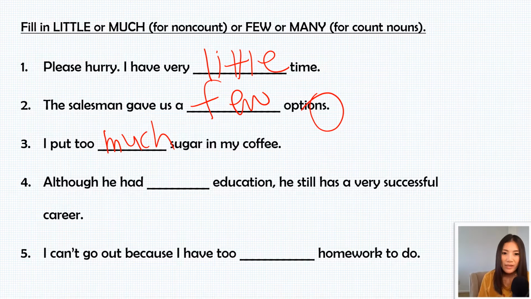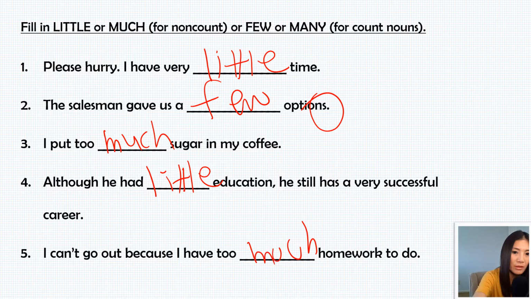Number 4, although he had little education, he still has a very successful career. Number 5, I can't go out because I have too much. Oops. That's M-U-C-H. Because I have too much homework to do. Homework, housework, work, they're all non-count nouns. I hope you did well on this little practice.